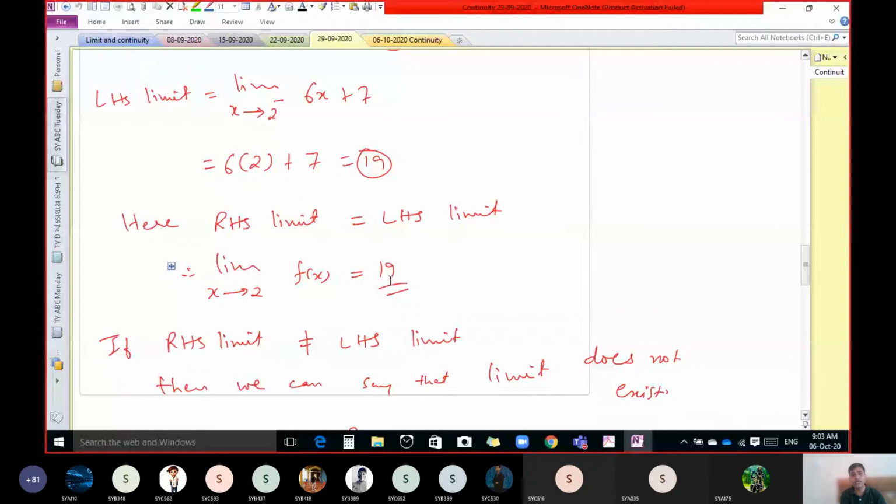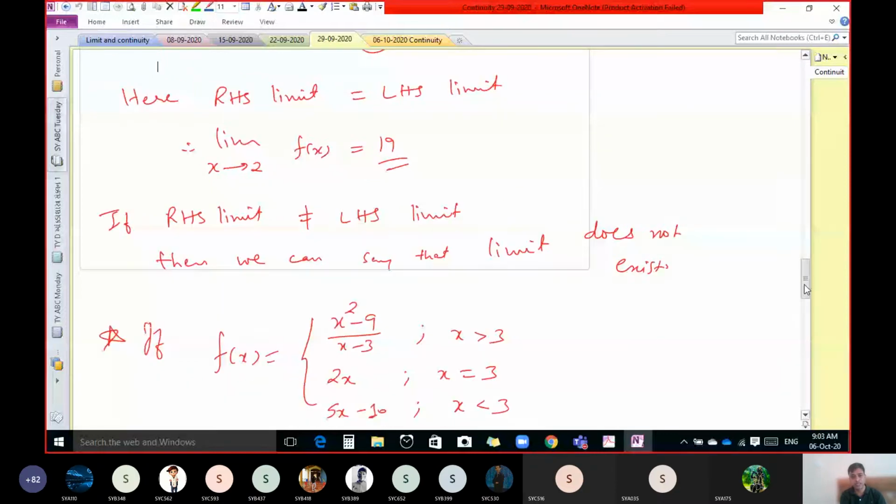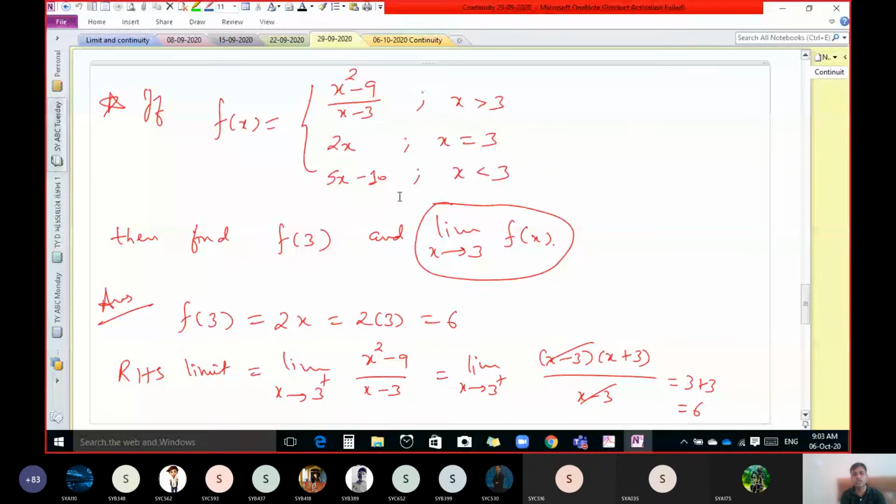But if the left hand side and right hand side limits are not equal, then we can say that the limit does not exist. Like in this question, f of x is given. Now here we have to find two things. First of all, we have to find f of 3. So to find f of 3, what do we have to do? We have to put x equal to 3.